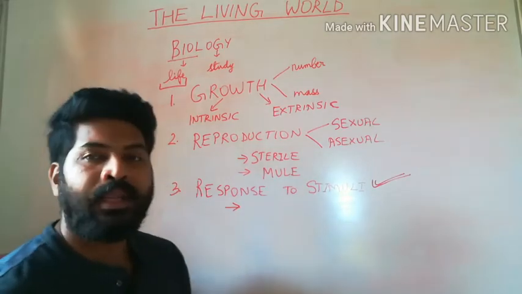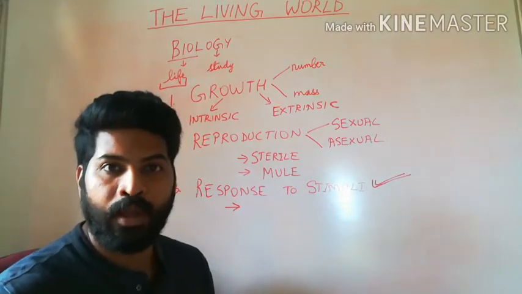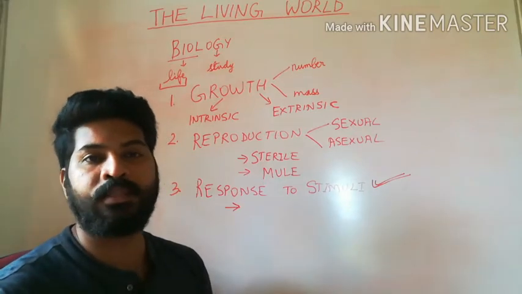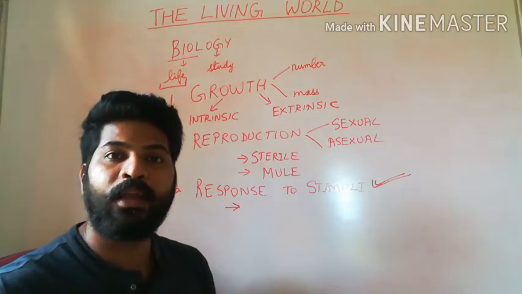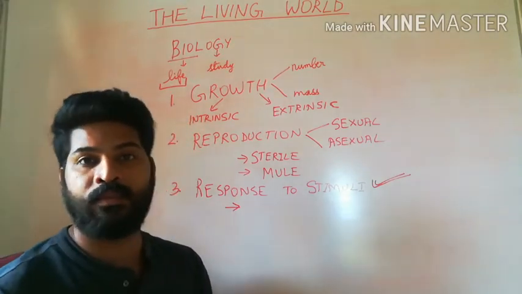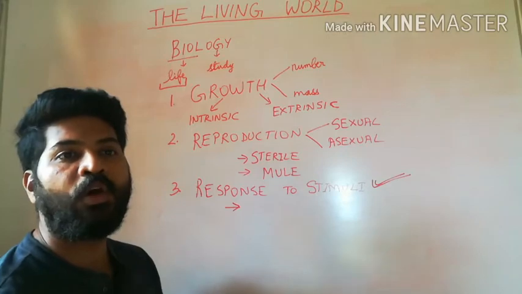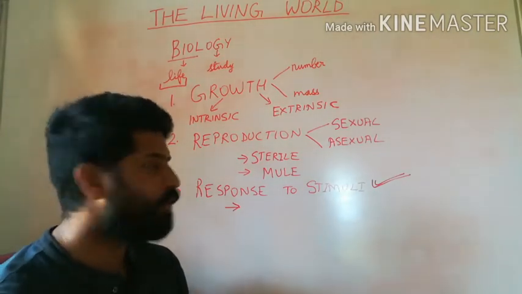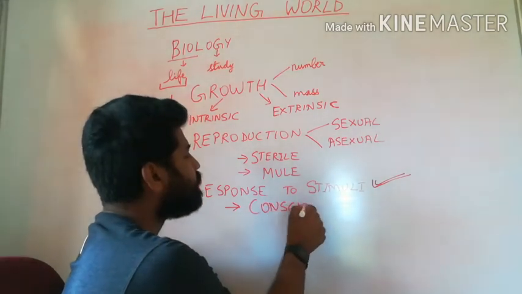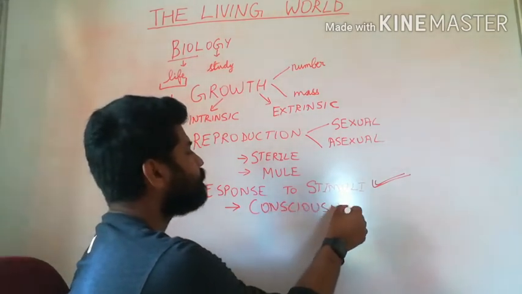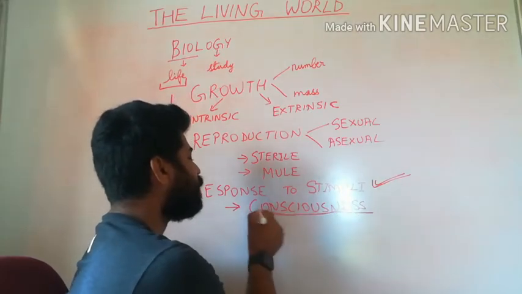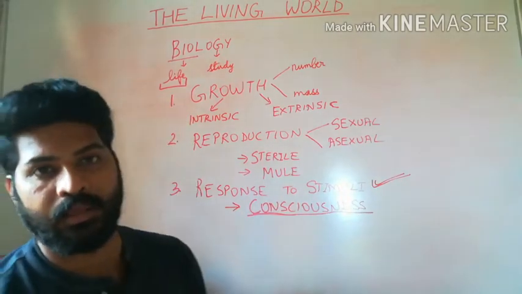Now, organisms are aware of their environment. They can interact with the environment. But human beings are not only aware of the environment, but they are aware of themselves, which is called self-awareness or self-consciousness. Therefore, we can put this as consciousness. So consciousness is a defining feature of a living being.